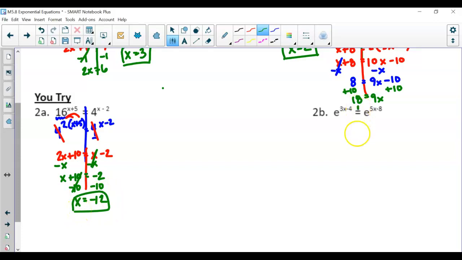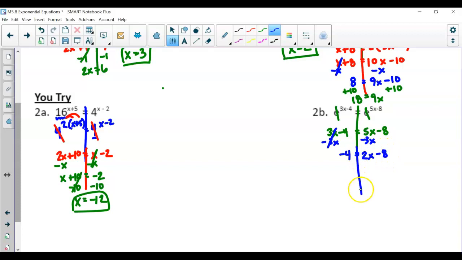Now here, the bases are the same. So what happened? They just cancel out. Bring down 3x minus 4 is equal to 5x minus 8. Now gathering, I'm going to subtract 3x here from both sides. Now I've got negative 4, right? Keep the sign in front, is equal to 2x minus 8.